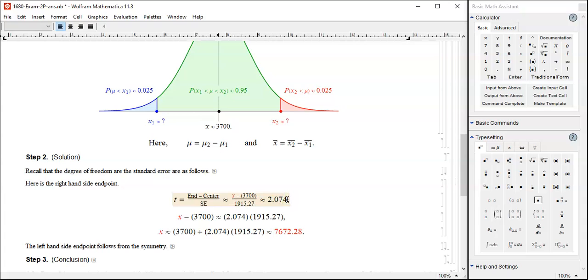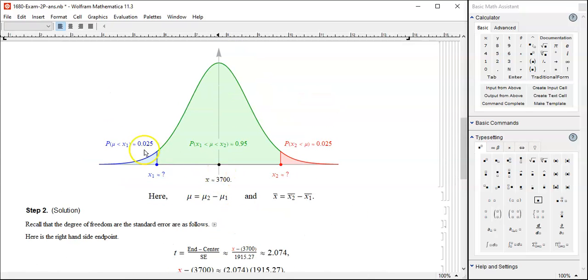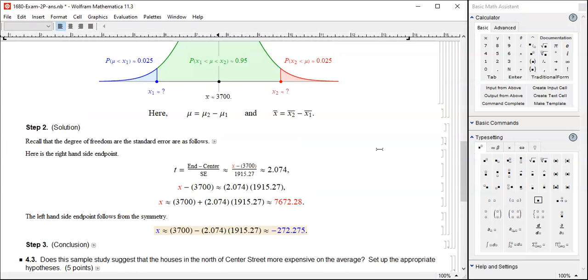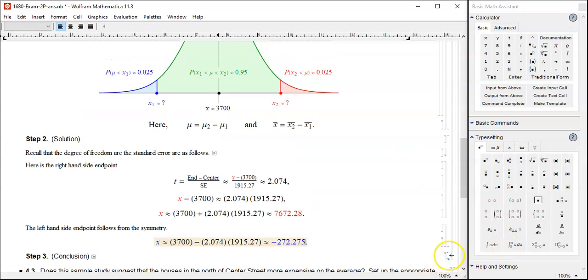Flip this denominator to the other side so that we have this product. And then 3,700, flip it over, then we have this computation. And that led up to 7,672. How about the other endpoint? Yes, from here, we went to the right by adding. So from here, we'll subtract the same thing. Just use symmetry. This plus becomes minus, and there goes the other endpoint. Negative 272 to 7,672.